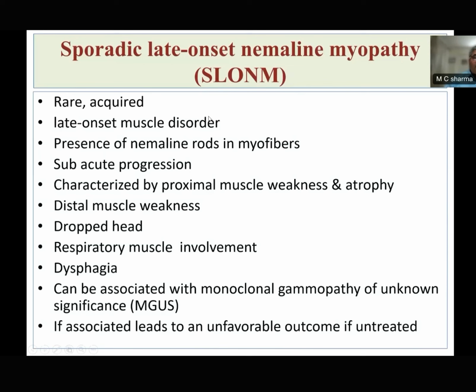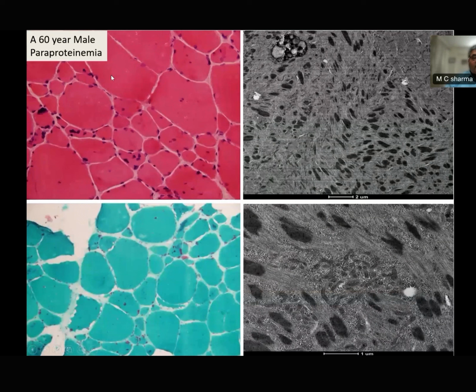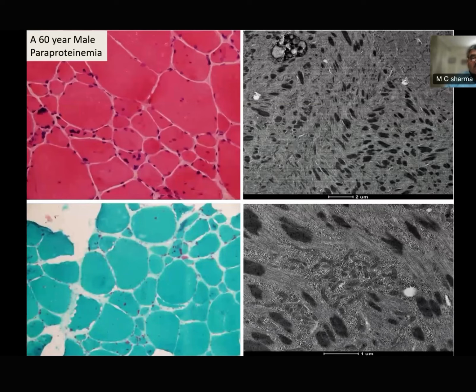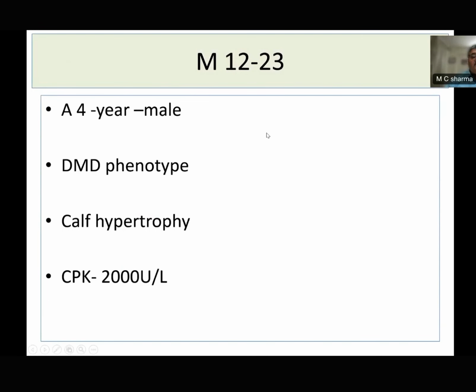The other is, for example, a late onset case: a 60-year-old male presented with distal myopathy and paraproteinemia, and they were very sure this was inclusion body myositis. There is some material in the MGT stain. When we did the electron microscopy, it showed a lot of these rods. Is it nemaline myopathy? Nemaline myopathy is a congenital myopathy with young onset, but this is a 60-year-old. So people call it a sporadic late onset nemaline myopathy, where we don't know the mutations. It is not described. So these are some of the problems in the classification.